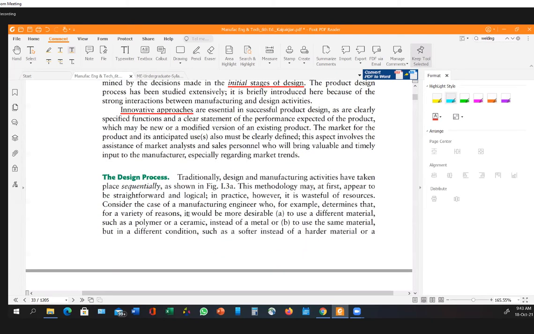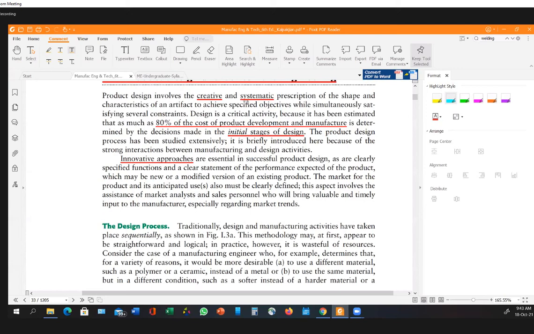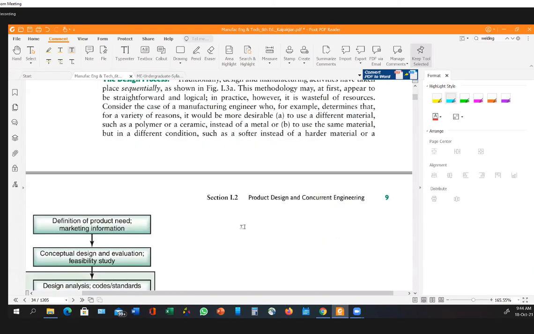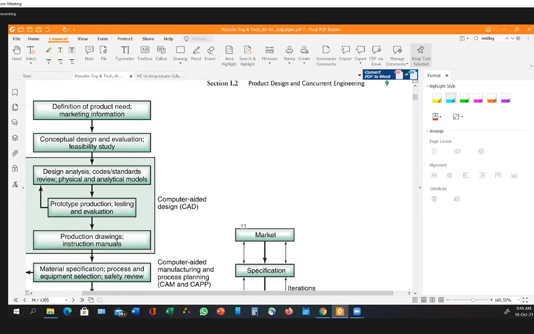So how does the systematic design process work? Because আমরা যে creative part বললাম, systematic part কি? Just আজকে একটু highlight করে রাখবো. Next class we shall look for it.